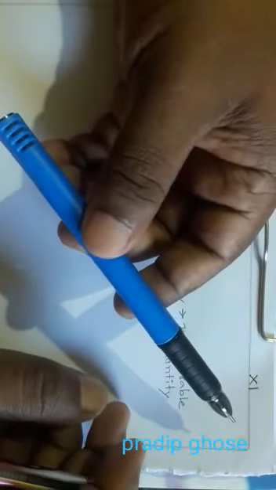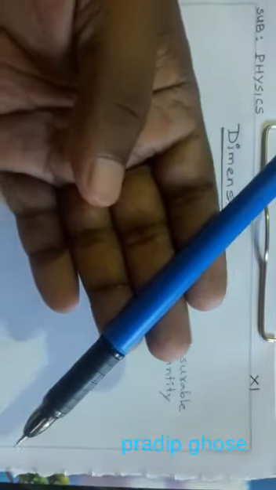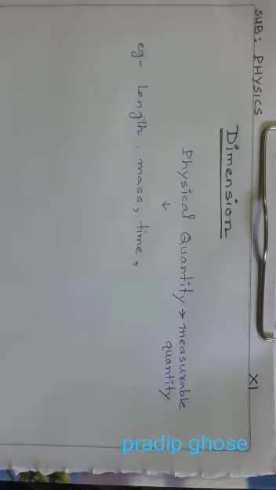For example, we can measure the length of this pen. So length is a physical quantity. We can measure the weight of this pen, so weight is also a physical quantity. I am talking for the last 1 minute, so we can measure the time. So time is also a physical quantity.